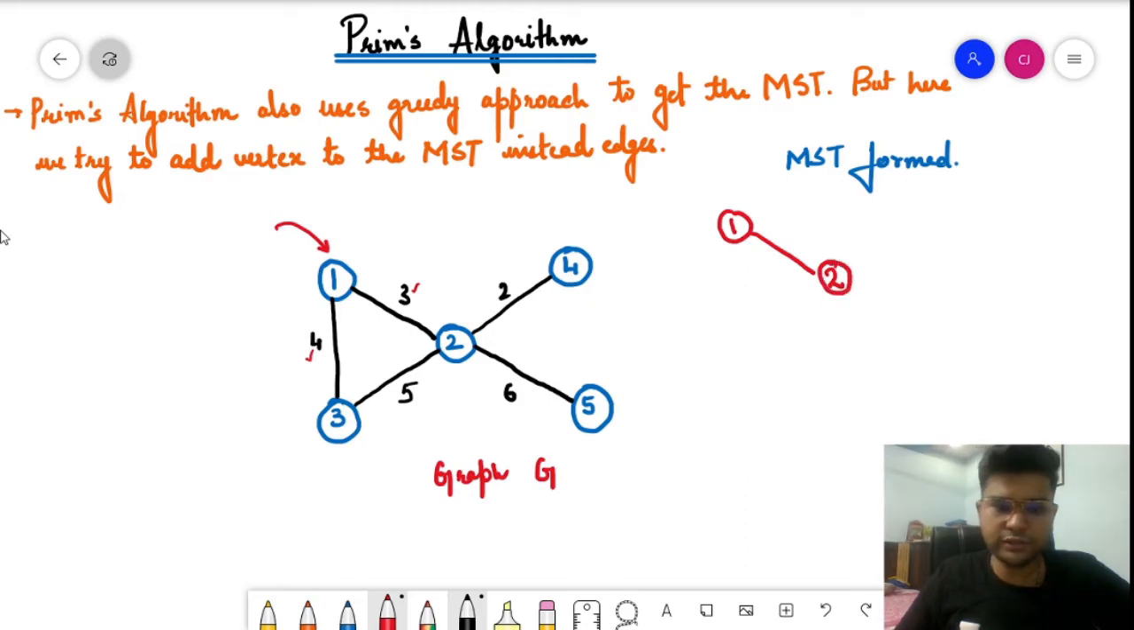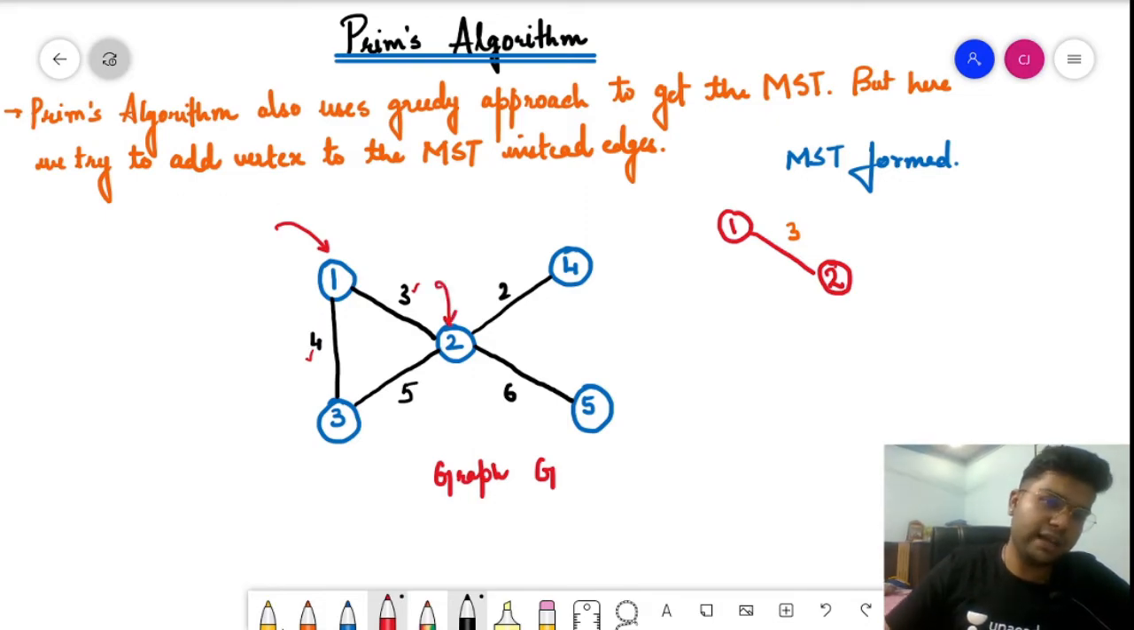Okay, so what is the weight involved here? That is 3. Now again I'll try to explore all the edges that are present with these two vertices. So one has the remaining one. This 2 is also included in the MST, and this edge is taken.